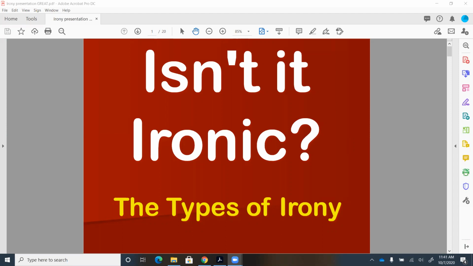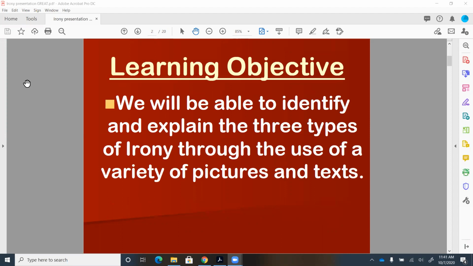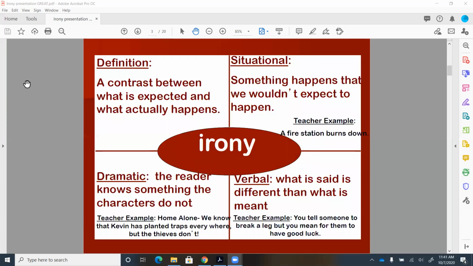Okay, so today we are going to go over irony and the different types of irony. The Story of an Hour is full of irony, and after this presentation, hopefully we'll be able to recognize it easily. Our learning objective is to be able to identify and explain the three types of irony through the use of a variety of pictures and texts.